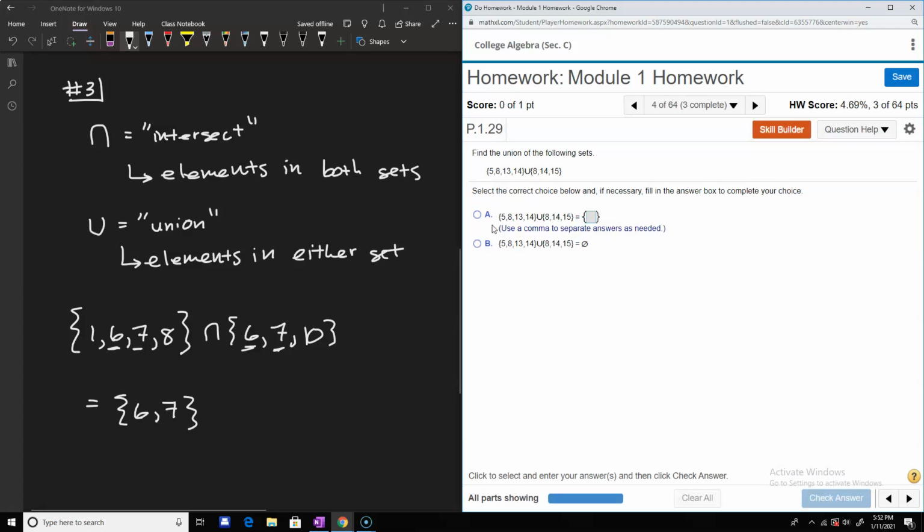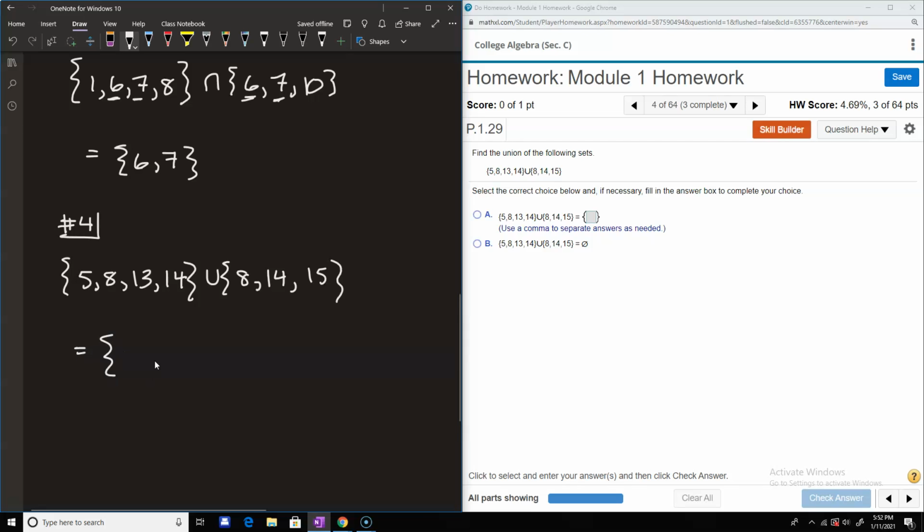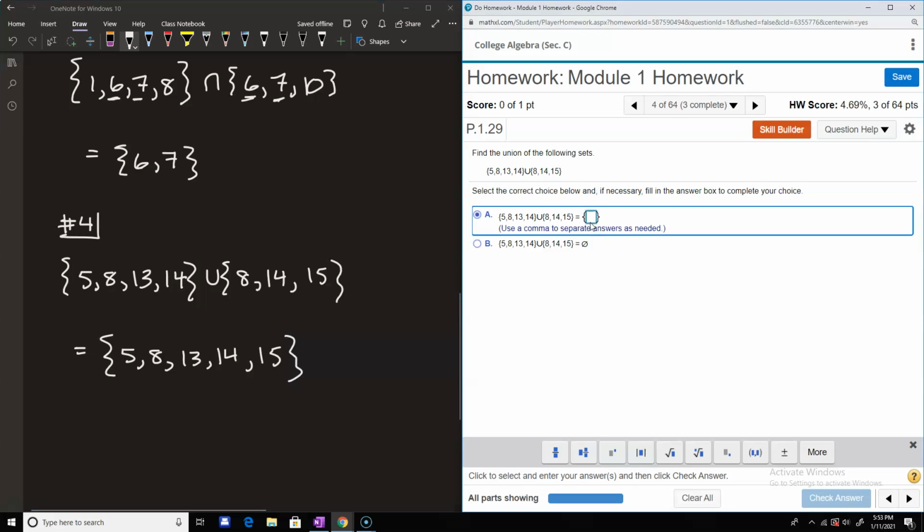And then for number 4, we have a union. We already discussed. We're taking all elements in one set or the other or both. So when we perform that union, what are we going to have? Again, you never list the elements twice, you just list them once. So if something does appear to be in both, like 14, we're not going to write it twice. So what is the union? This is going to make them a single set. We have 5, we have 8, we have 13, we have 14, and we have 15. So it's all the elements in one set or the other, or both.